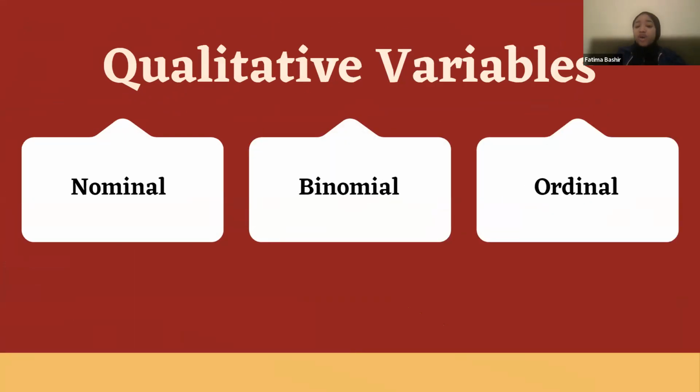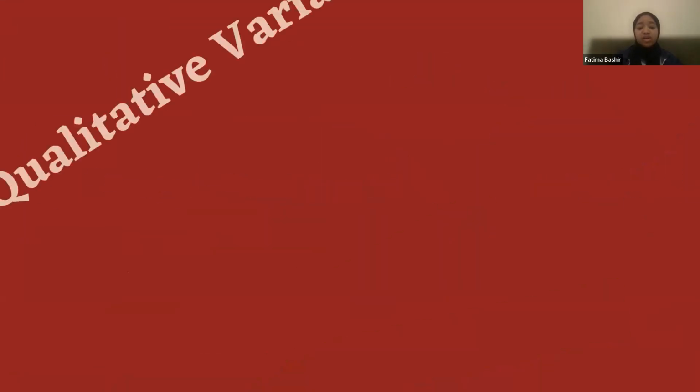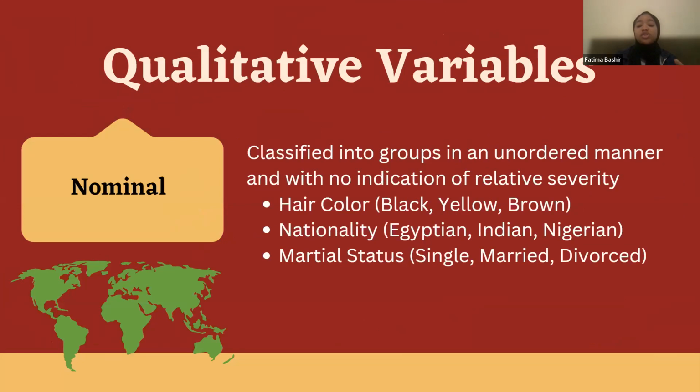The subtypes of qualitative variables are nominal, binomial and ordinal, and I'll start with the nominal data. Nominal is classified into groups in an unordered manner. They have no indication of relative severity. Let's say hair color. We cannot compare black, yellow, or brown hair color. We cannot say which one is greater or which one is worse. They are just naturally there. Or nationality as well. You can be Egyptian or Indian, or Nigerian, or marital status. They are all naturally there. You're either single, married, or divorced. They cannot be rated in terms of severity or ordered.